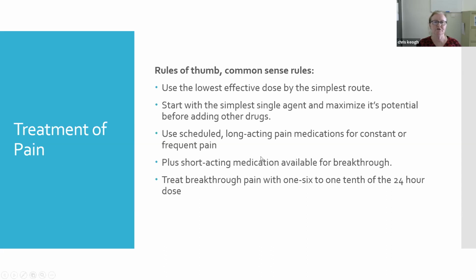We're now going to look at the treatment of pain. So the rule of thumb and common sense rules are use the lowest effective dose by the simplest route. So we start with the simplest single agent and maximize its potential before adding other drugs. So for example, we might just start with some paracetamol and use it 3 or 4 times a day. If we find that that's not working well, then we might add in an opioid such as morphine mixture, and we usually start by using PRN doses to get some idea of how much medication people are requiring.